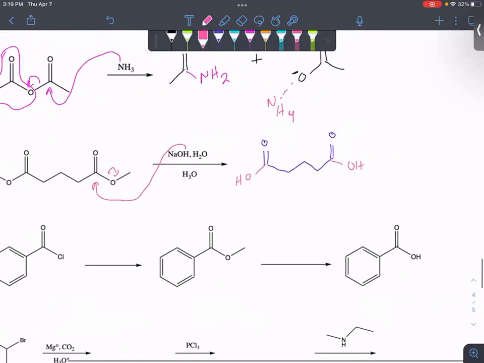And then the leaving group, you get 2 equivalents of ethanol floating around. Yeah, that came from the ester leaving group.